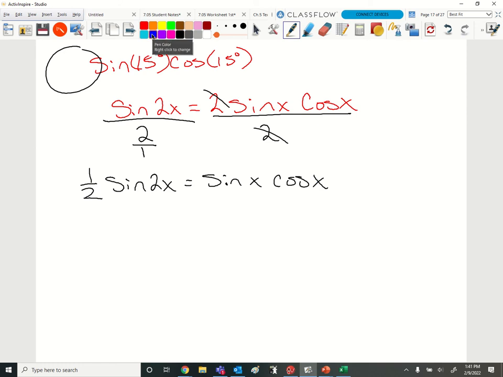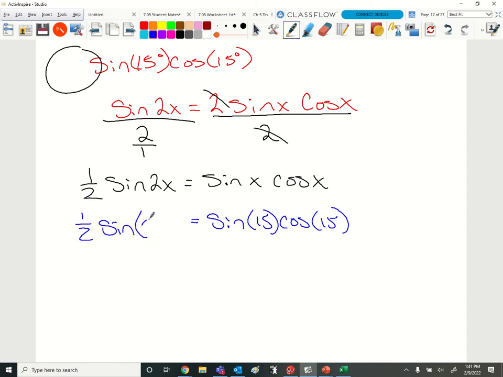So now let's rewrite it. Every place that there's an x, I'm going to put what? 15. So let's plug it back in. So it's going to be sine of 15 cosine of 15 is equal to 1/2 times sine of 2 times 15.